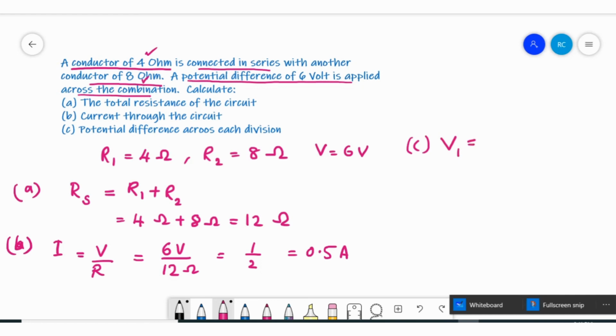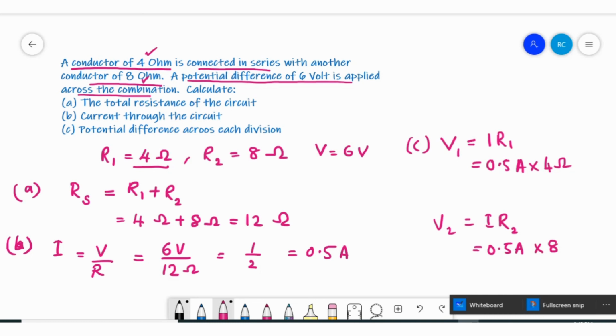V1 is equal to IR1. Similarly, V2 is equal to IR2. I we have already calculated: I is 0.5 ampere into the first resistance, which is 4 ohm. In the second case, IR2, the current is the same in both cases because this is a series connection. So 0.5 ampere into R2, which is 8.